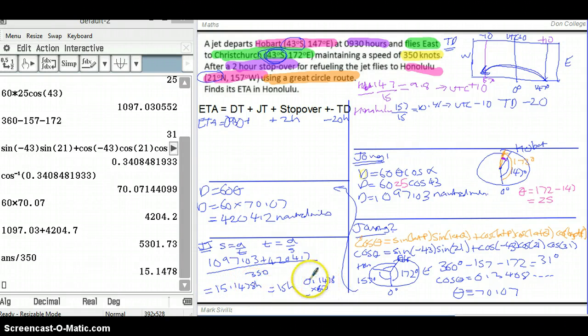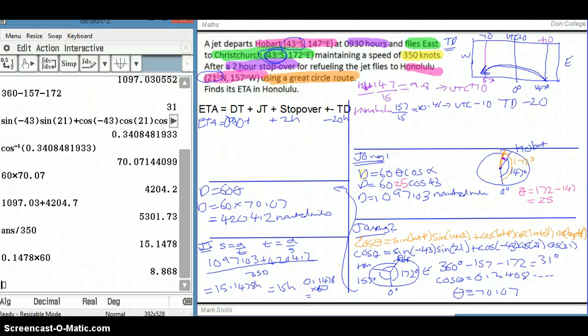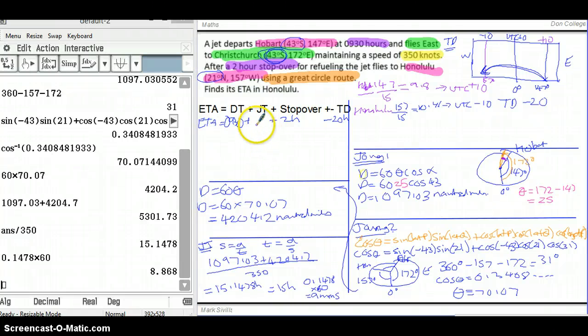We need to work out what that is in minutes. So 0.1478 times 60 gives 8.868 minutes, or 9 minutes to the nearest minute. So our journey time is 15 hours and 9 minutes.